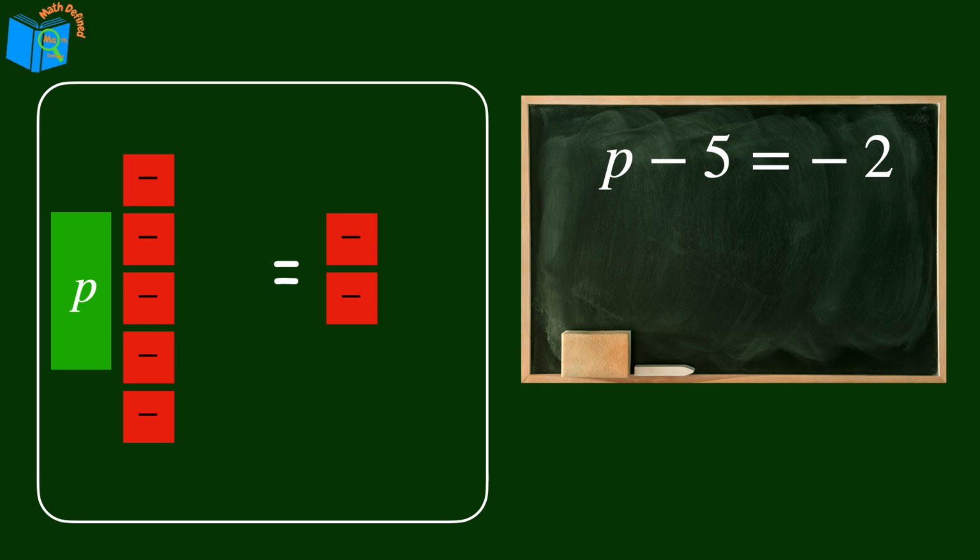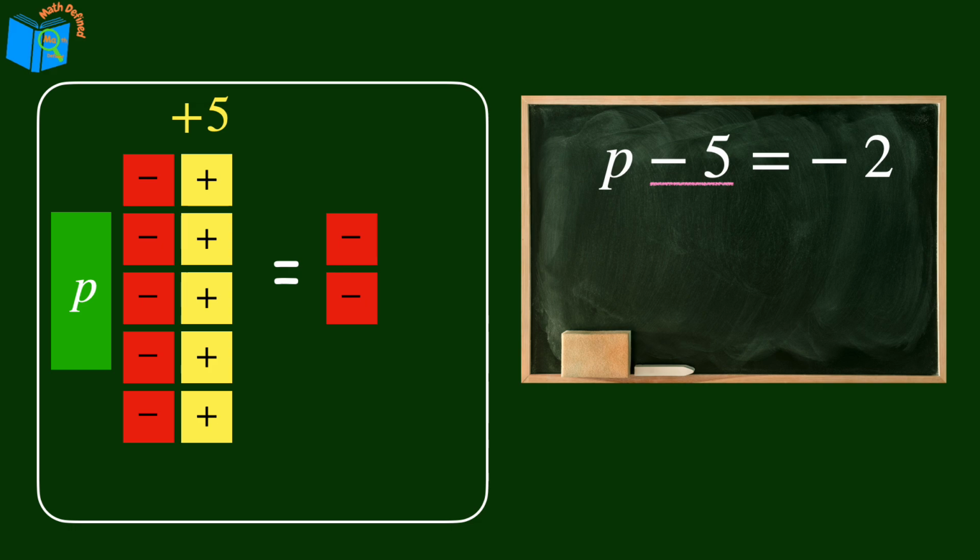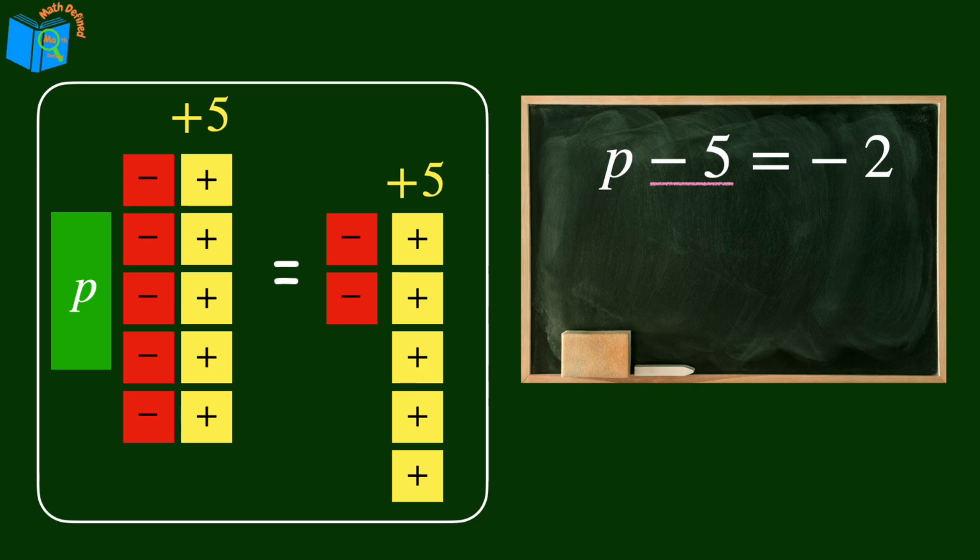Just like before, we need to get the variable all by itself on the left side of the equation. But right now we have 5 negative or red tiles with it because 5 is being subtracted from the variable p. So the only way to undo this subtraction is to do the opposite and add 5 yellow or positive tiles. And to keep the equation balanced, we need to add 5 yellow tiles on the right side as well.